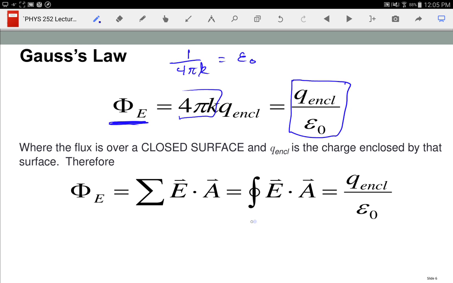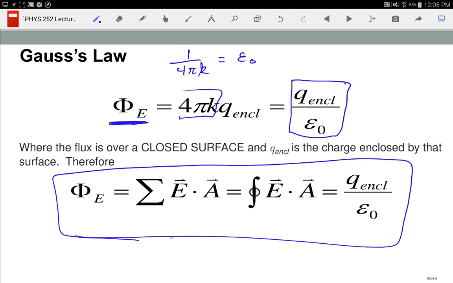So, here is Gauss's law. This is the non-calculus way we write it, and this is the calculus way we write it for the flux. So everything that is left of these marks is saying the flux equals. Question? What's the little circly thing? Getting there. Getting there.